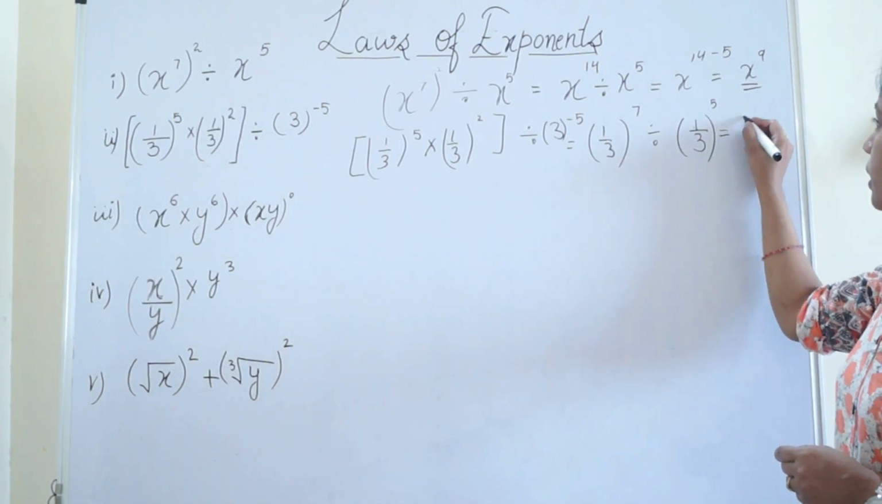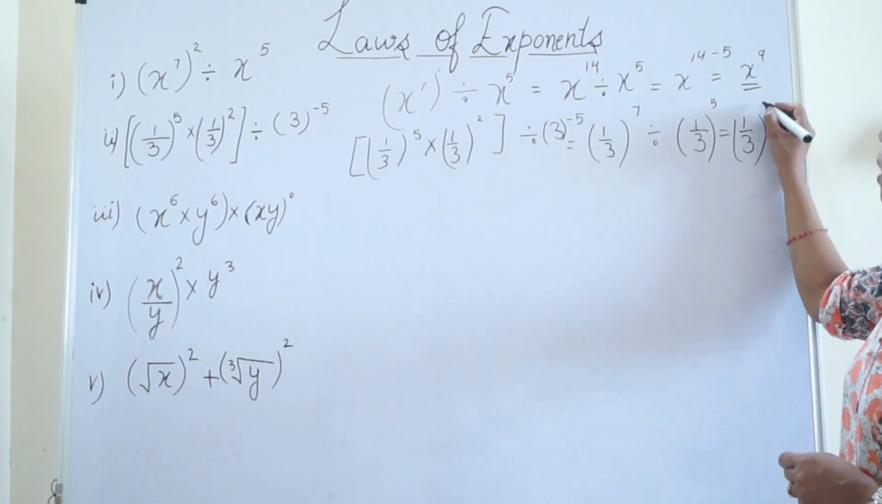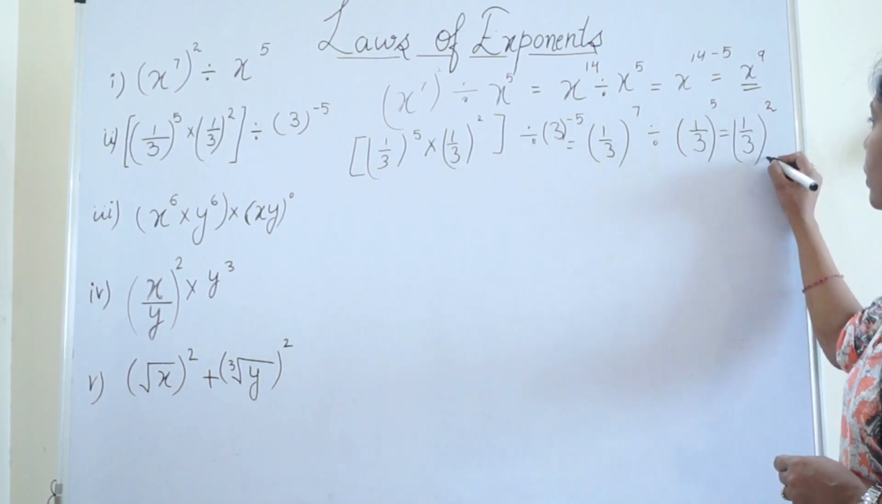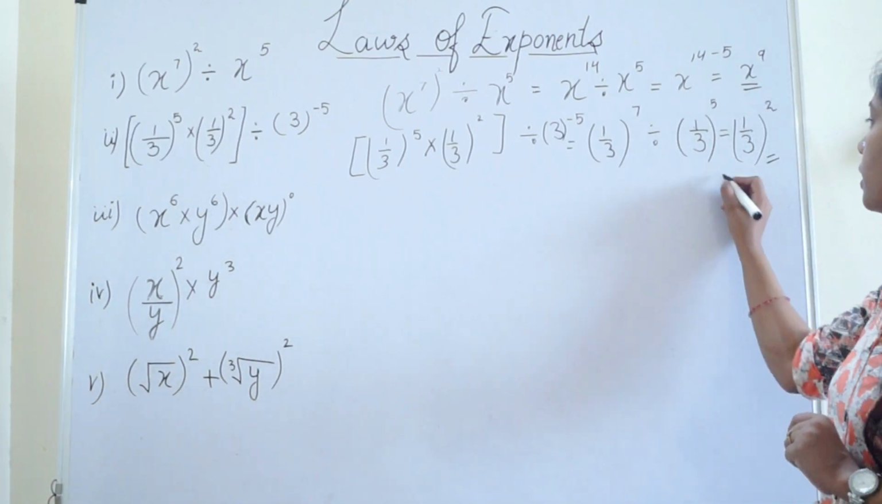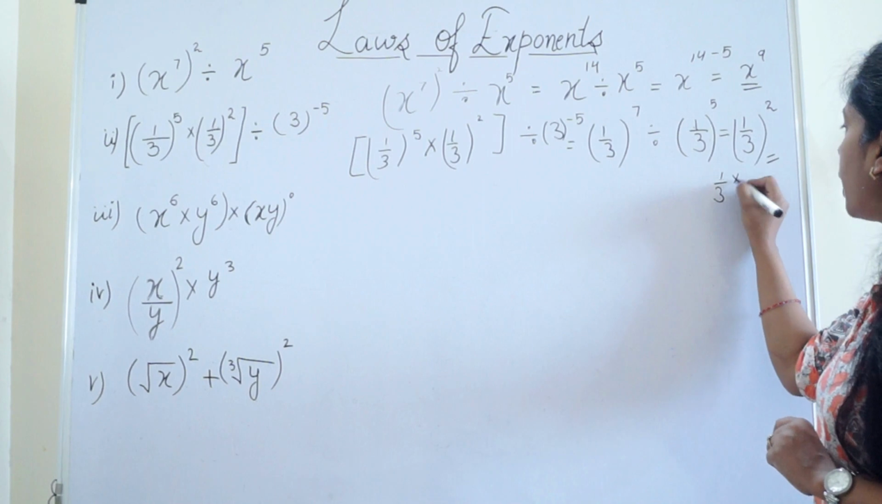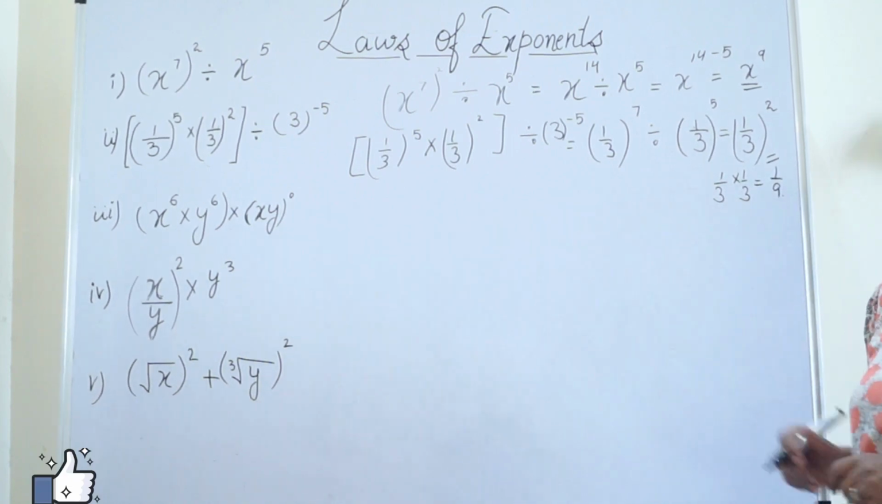So we can also write it like this, 1 upon 3 to the power 7 minus 5, so we'll get here 2, and we got the answer here 1 by 3 whole to the power 2. Or you can also write it like this, 1 upon 3 multiplied by 1 upon 3, so it will become 1 upon 9.